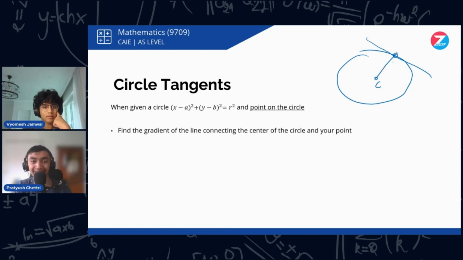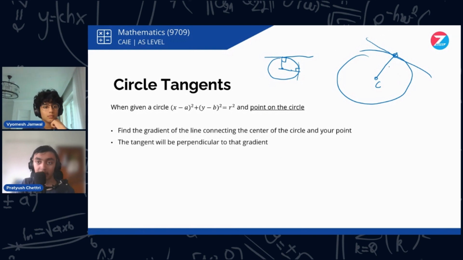Why? Hey, look at this. Take any point on the surface of a circle, draw a tangent, and if you draw a line to the center, it's always perpendicular. Any line at the surface is always perpendicular to a line connecting the center. It's just a circle property, you'll know. So the tangent will be perpendicular to the line joining the center.